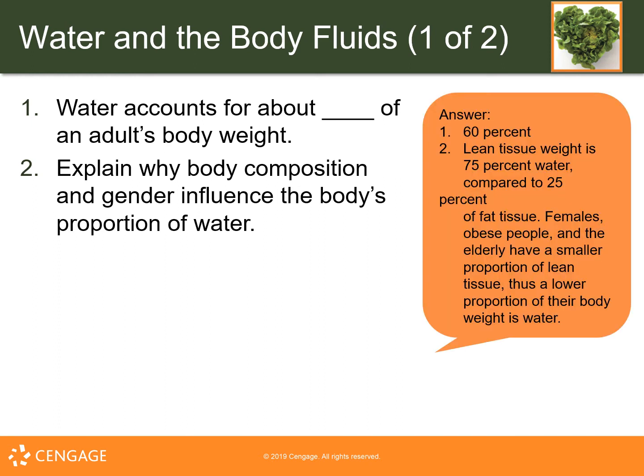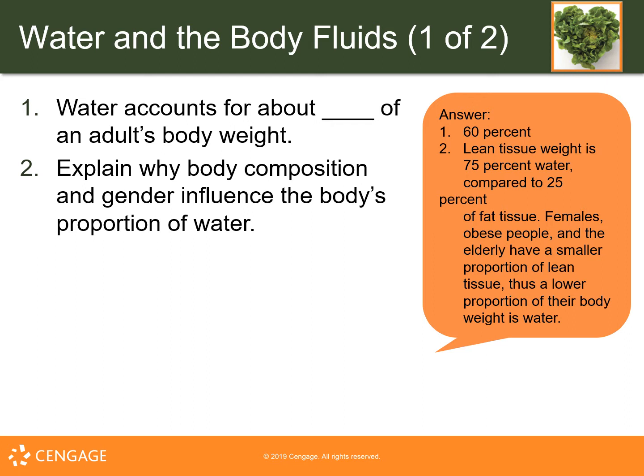So the answers are as follows. According to your book, water accounts for about 60% of an adult's body weight. You're going to find that for those of you that read many college textbooks or many textbooks in general regarding water and the human body, the percentage can vary anywhere from 55 to 75% depending on the book that you're reading. Also, many factors influence how much water a person has.